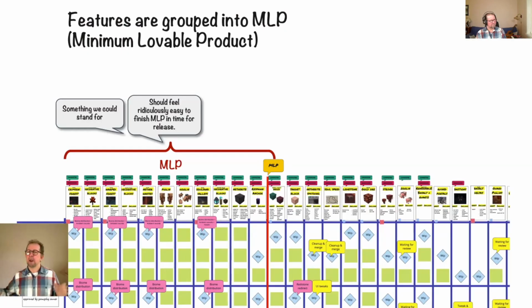Obviously, we're going to be wrong. Things always take longer than you think, right? But by really making it minimum, we increase the likelihood of finishing the whole MLP plus more. And so far, we've managed to do that.